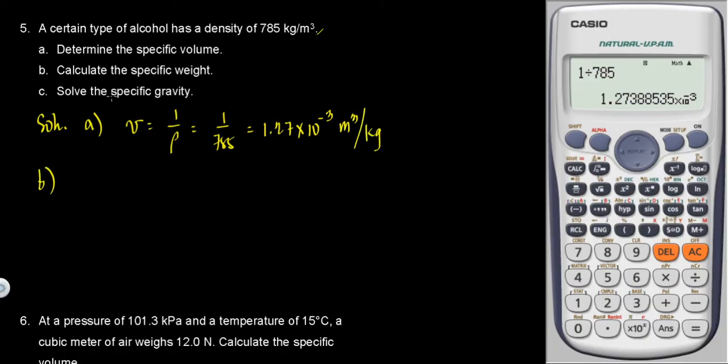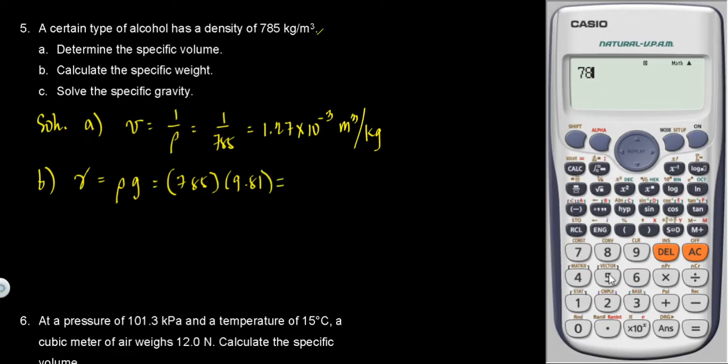Letter B. Calculate the specific weight. Specific weight is equal to rho times g, and since the density is given, we have 785 times 9.81, equals 7.7 kilonewton per meter cube.